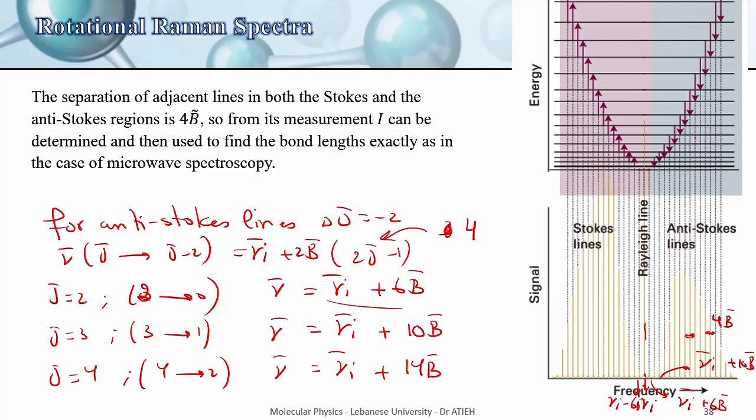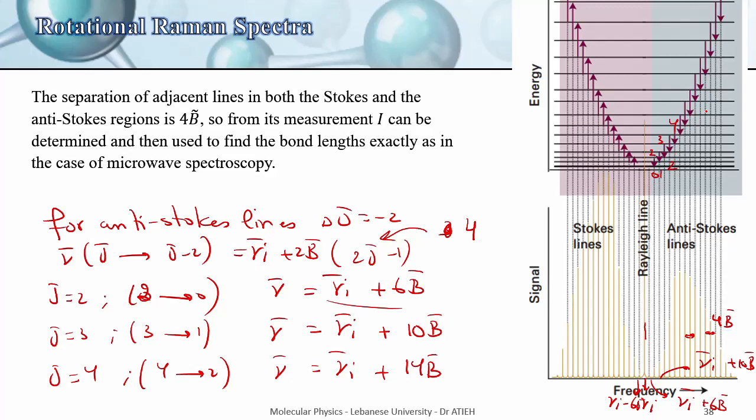Here, for the anti-Stokes lines, one more note: it corresponds to the case when the molecule moves from a higher level to a lower level, from J to J minus 2. As you can see, the first one corresponds to the case from 2 to 0, then from 3 to 1, then from 4 to 2, and so on.